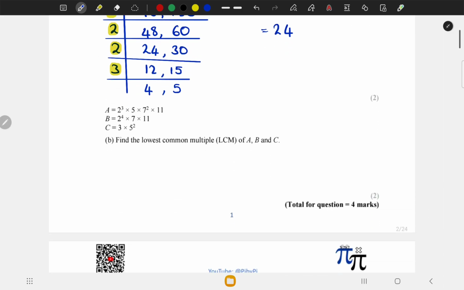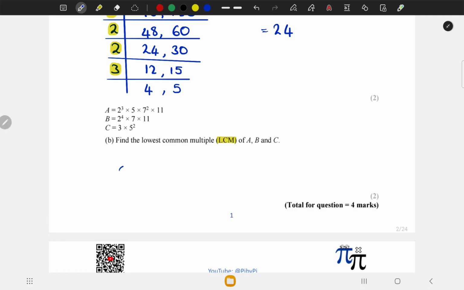Alright, moving on to the next question. This time round, they've given us A, B, and C written as products of their prime factors, and they are asking us to look for the LCM. Now, when you're asked to look for the LCM of such, all you need to do is start by looking for all the bases. So we're not going to look at whether all of them have a base of 2 or 3 or 5. We're going to take all the bases that you see.